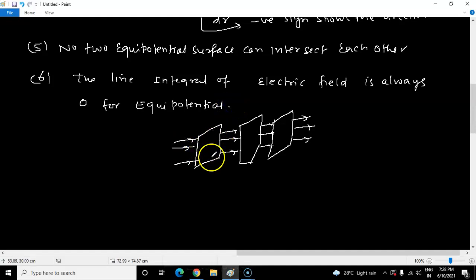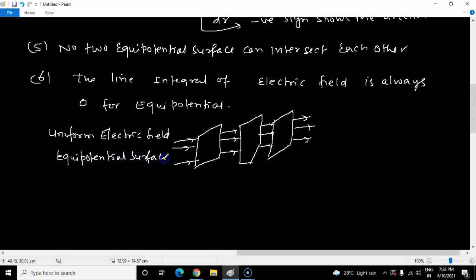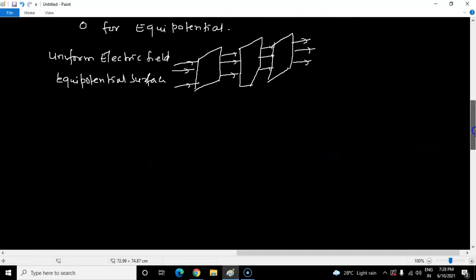Okay, this is the equipotential surface I have drawn for a uniform electric field. Getting? Yes, sir.